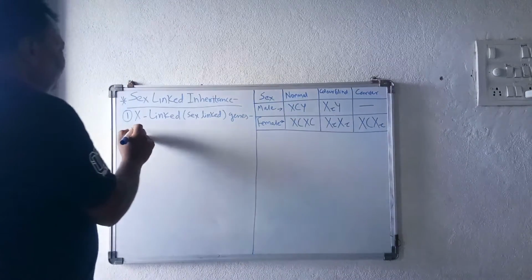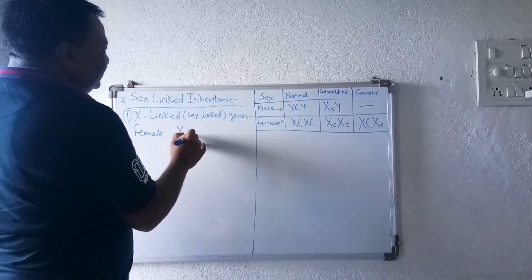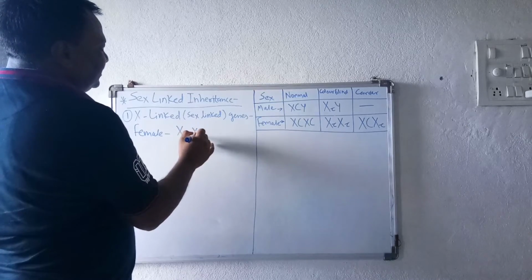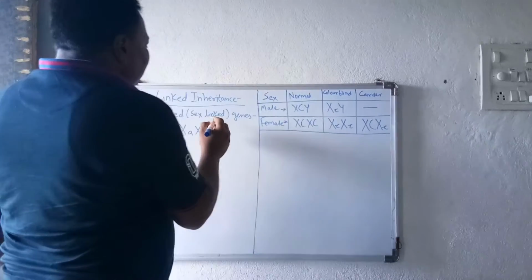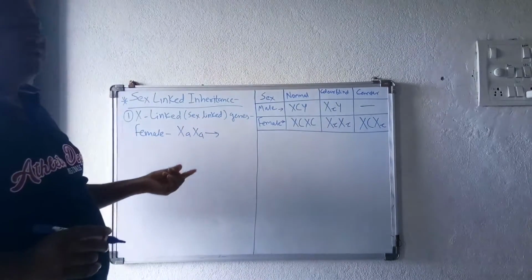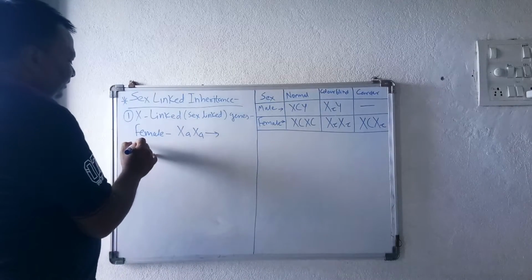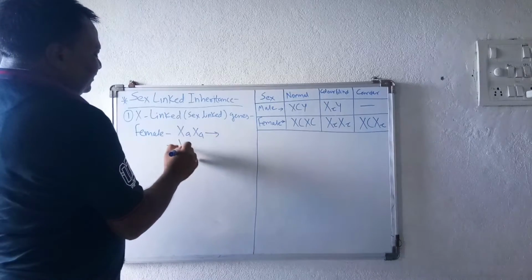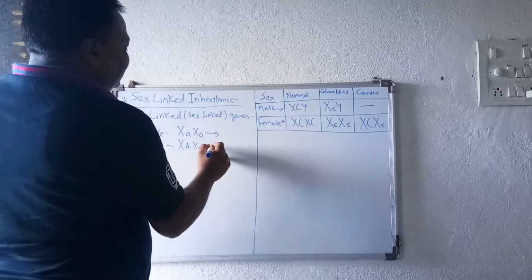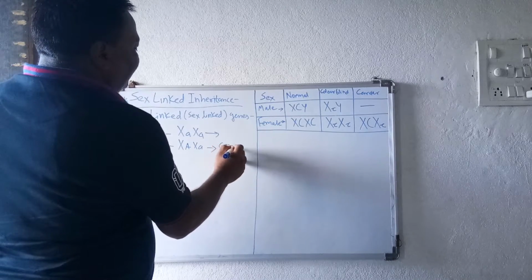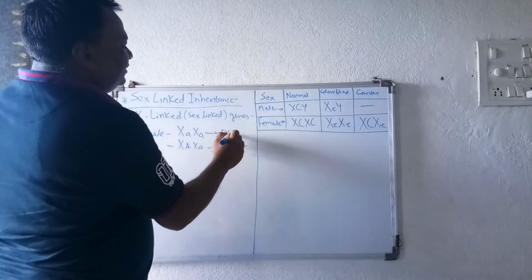So when the female body consists of both recessive genes, for example, if we consider small a as a recessive gene, this type of sex-linked inheritance is shown when both recessive genes are present on the X chromosome. Then in the heterozygous condition, if we observe X capital A, X small a, this female will be a carrier. And with both recessive genes, she will show the disorder.